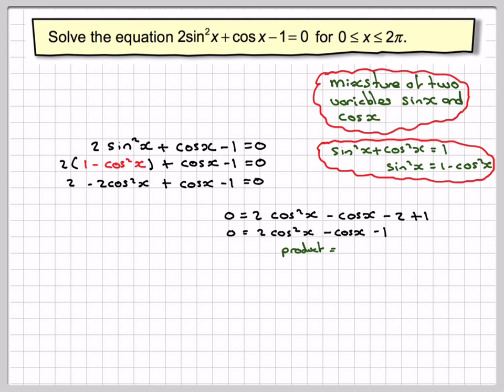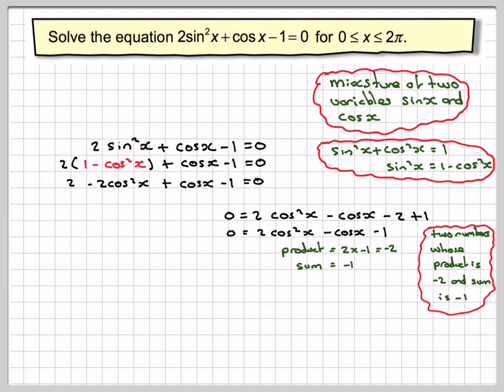Now, if we factorize this, there are several ways of factorizing. You don't have to use this method, but one way is to say the product is 2 times minus 1, which is equal to minus 2. The sum is equal to the middle number here, which is minus 1. The factors are two numbers whose product is minus 2 and whose sum is minus 1. If we use minus 2 and 1, let's just check that. Minus 2 times 1 gives us minus 2, which is what I wanted for the product. And then minus 2 plus 1 gives me minus 1, which is what I wanted for the sum.